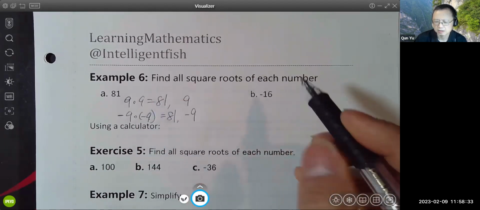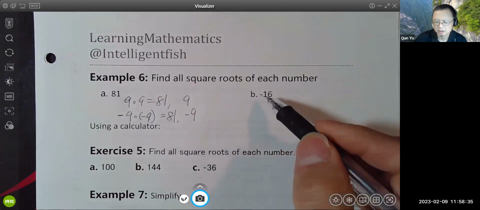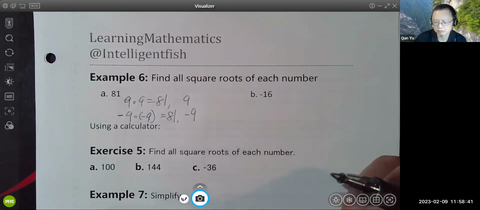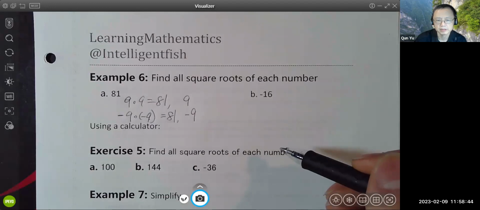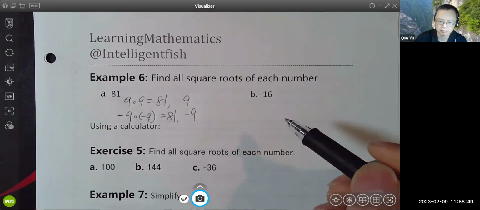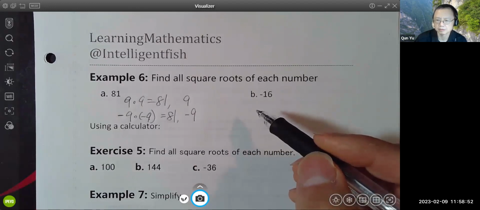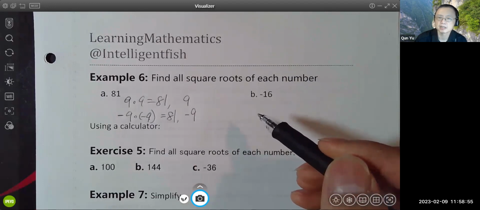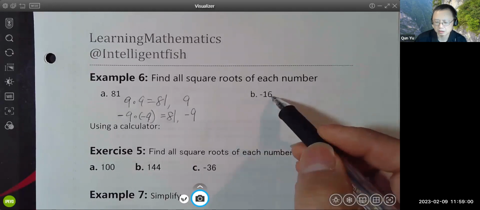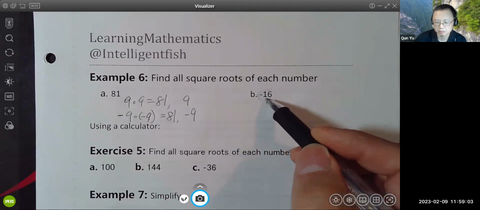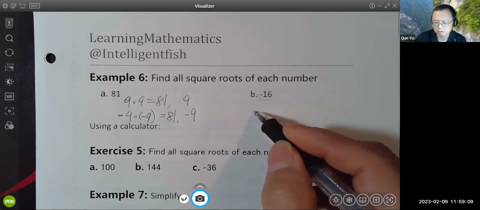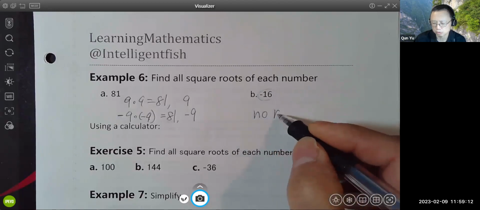And for this second one, there's no answer, because we are looking for a number that, multiplied by itself, equals negative 16. We know that no matter whether it is a positive number or a negative number, whenever multiplied by itself, it will be a positive number. Positive times positive equals a positive number. Negative times negative is also equal to a positive number. There's no way that when you multiply 2 numbers that are the same, you get a negative number. So there's no solution here. But we say no real solution, no real roots.